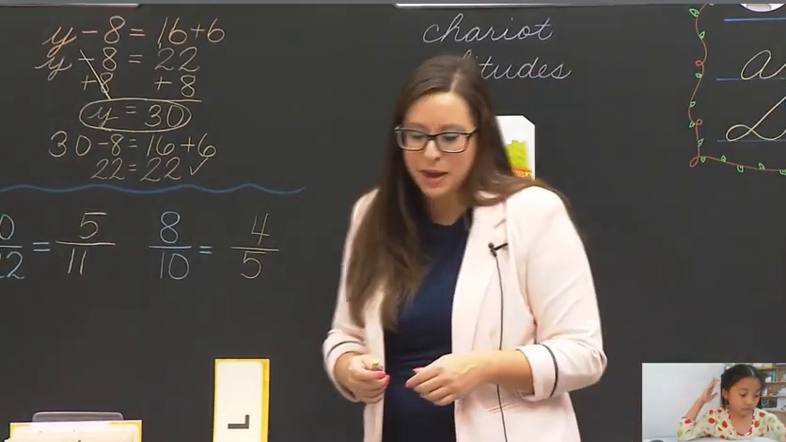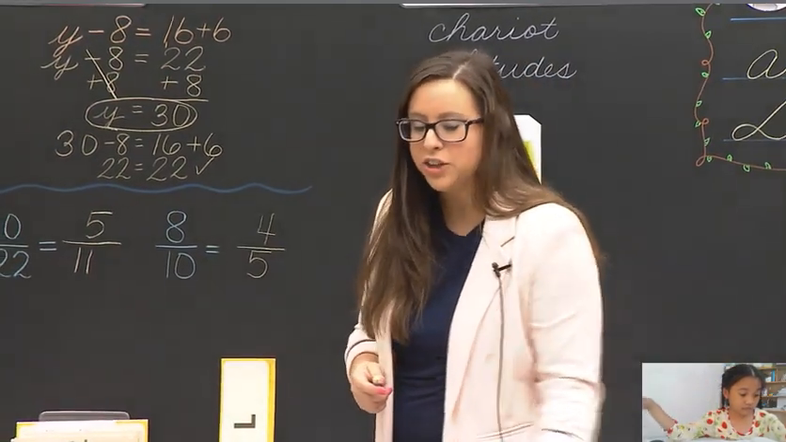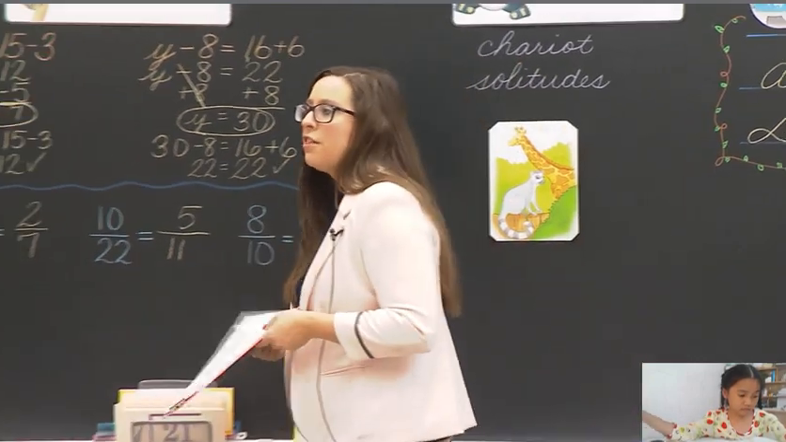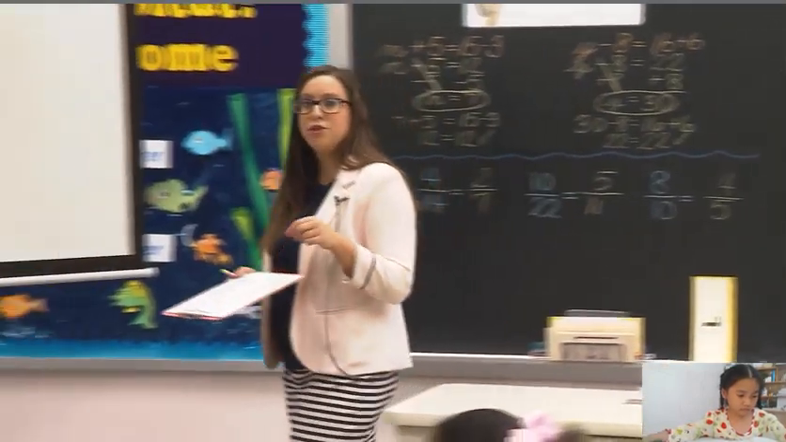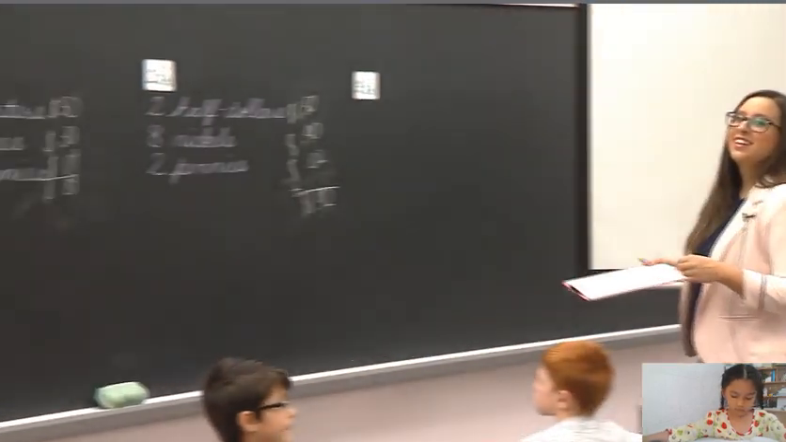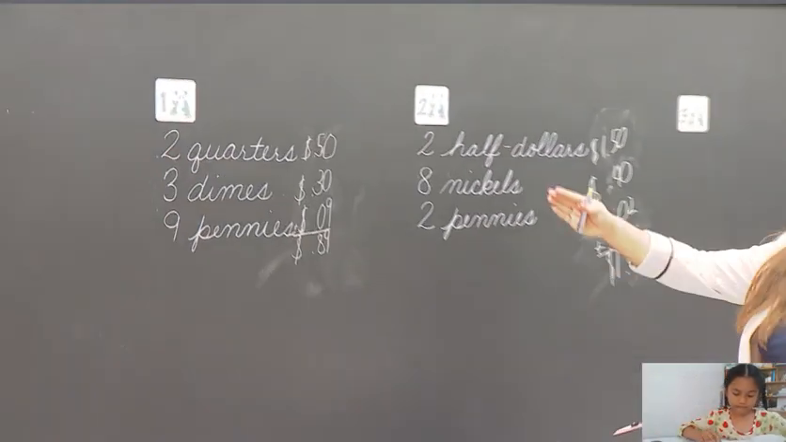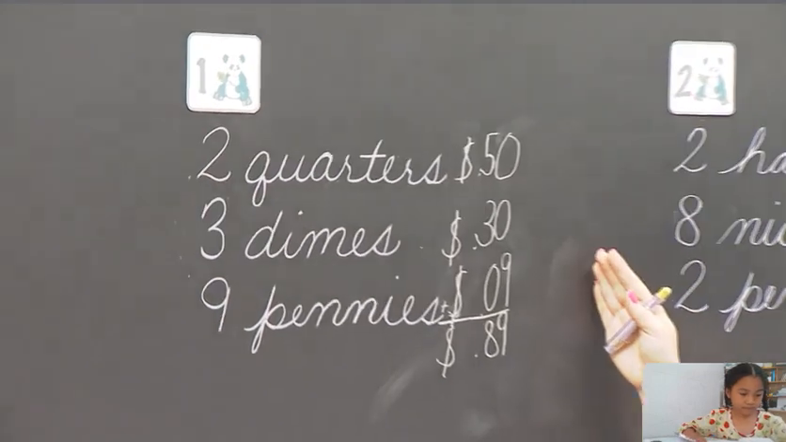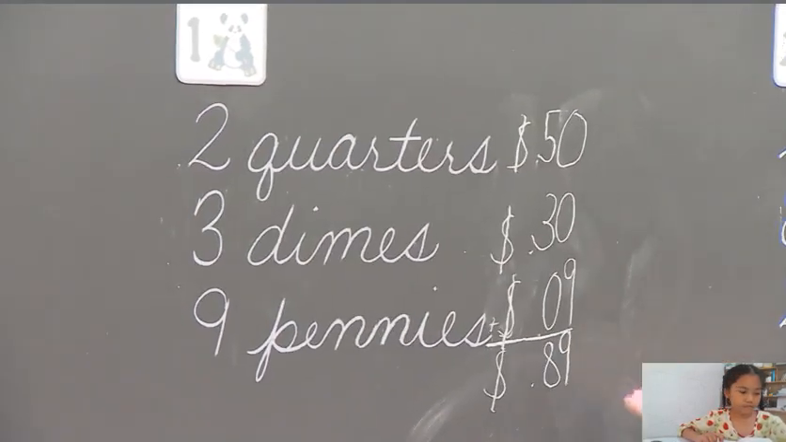Let's take a look at some answers on the sideboard, and we'll take a look at these money problems together. The first one is 2 quarters. 2 quarters is worth how much, Jacob? 50 cents. So you see 50 cents written here. 3 dimes is worth 30 cents. 9 pennies is worth 9 cents.